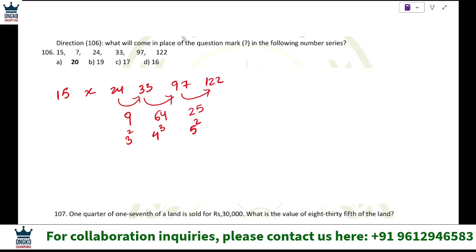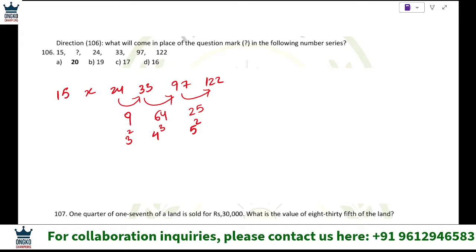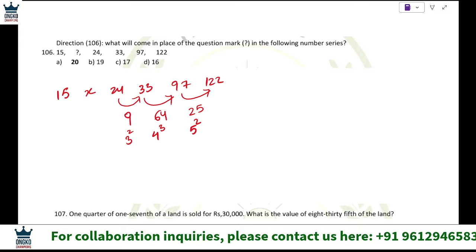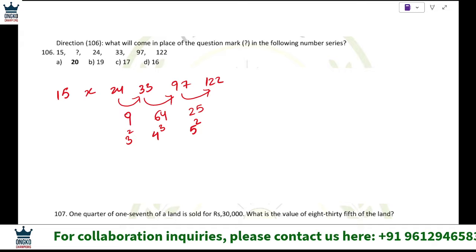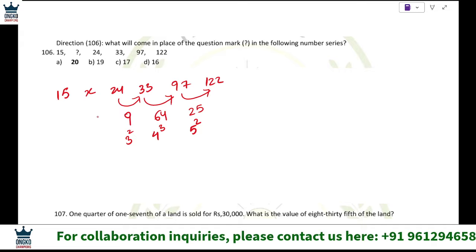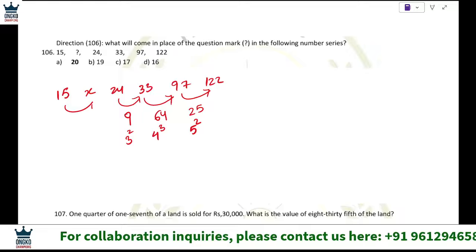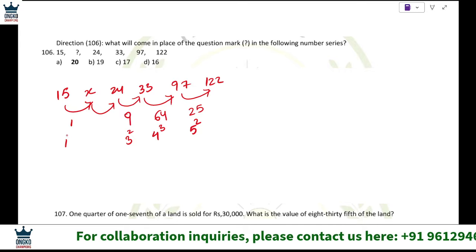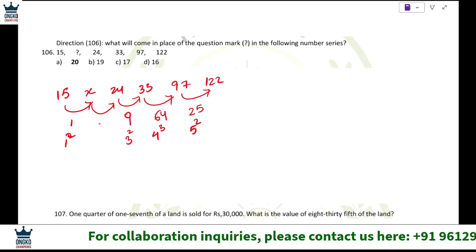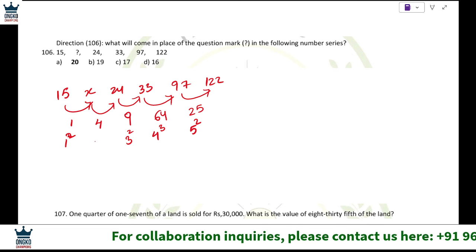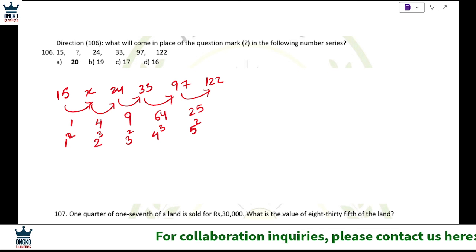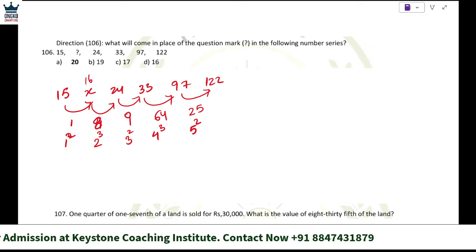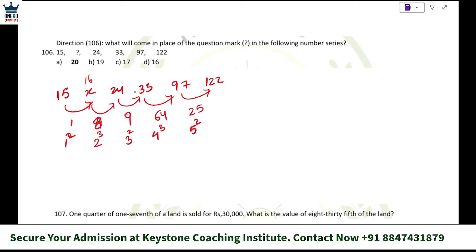So 1 cube, 1 square, 2 cube, 3 square, that does not work. Yes, that does not work. So let's check. A power is used here, right? So if this is 1, which means 1 square, and this is 4, that means here this is 2 cube. 2 cube means 8. So 15 plus 1 will give us 16. 16 plus 8 will give us 24. So this is correct.